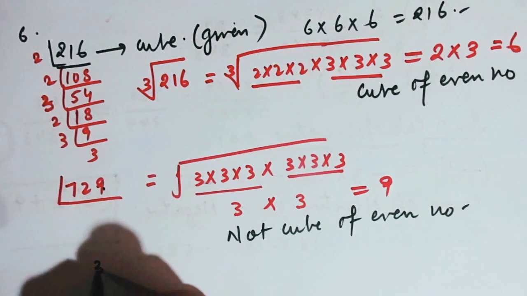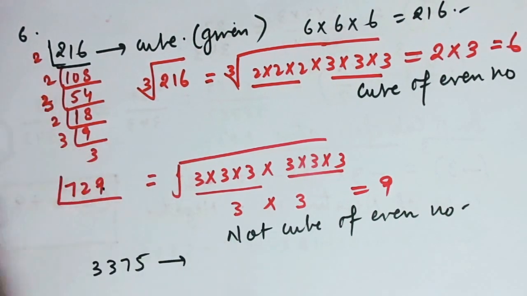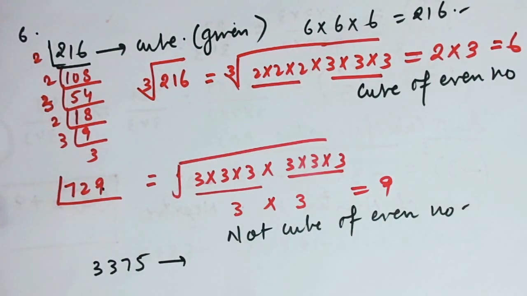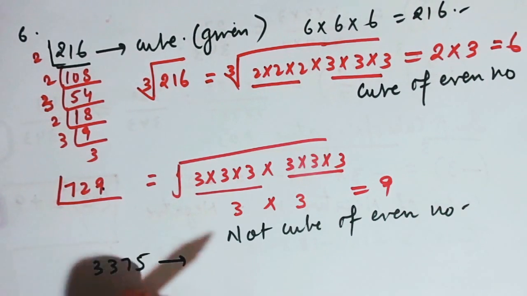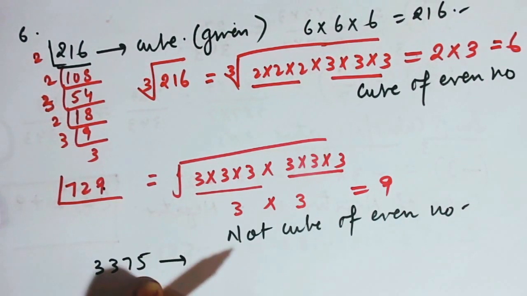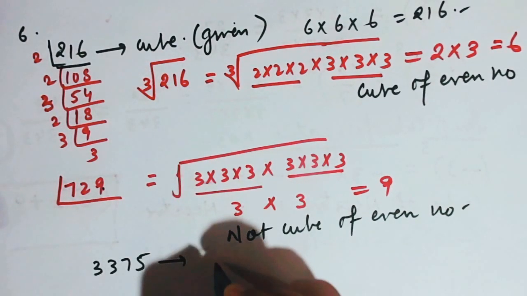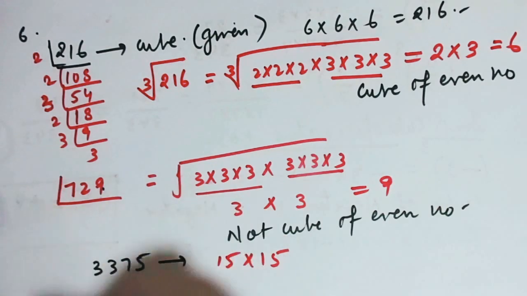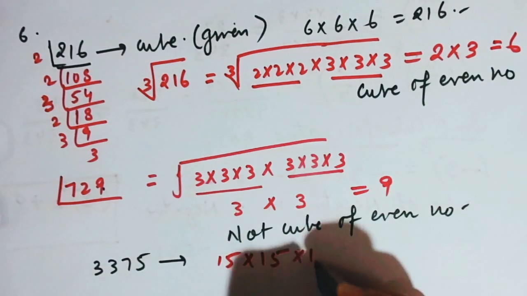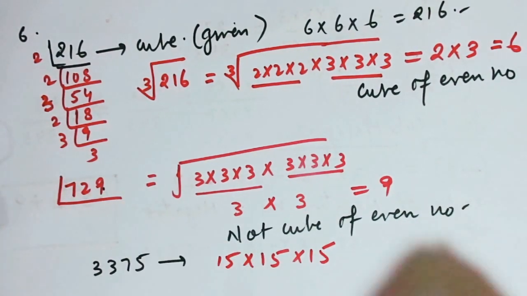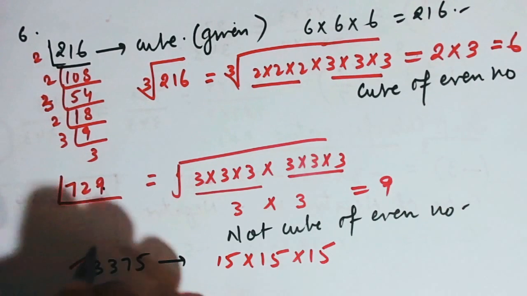3375 is a number. Do you think that when you multiply three numbers with that unit digit, you will get 5 at the end? No. So naturally, when you break this into factors, what will you get? You will get 15 times 15 times 15, and this 15 is not an even number. So just by looking at the number also you can do this.